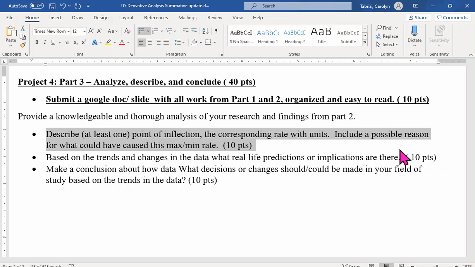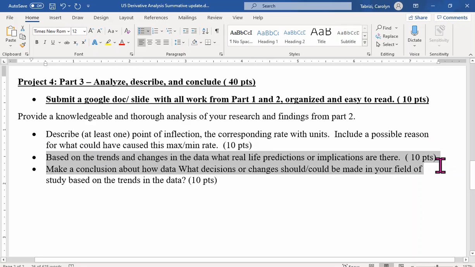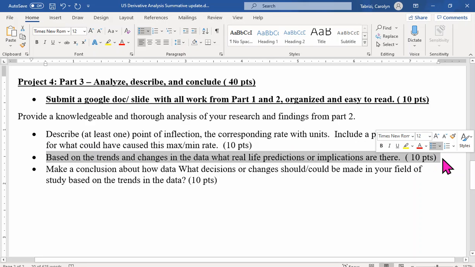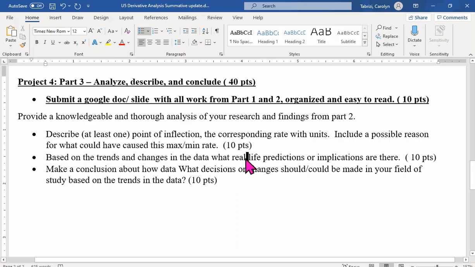If you don't have a point of inflection, there is something else you need to say. Just raise your hand and I will help guide you in that direction. Based on the trends in the data, increasing, decreasing, up, down, rates, whatever you see in your data, what did you learn from it? What can you predict from it? So there was a population of animals. They were decreasing, and then they leveled out. If you put restrictions on endangered species, they stop becoming endangered. Something you can learn from that. So that's what that second bullet means.